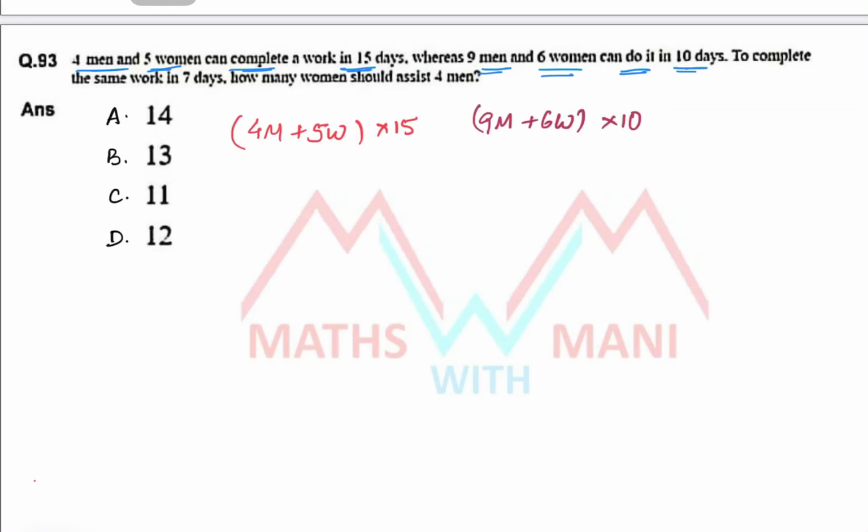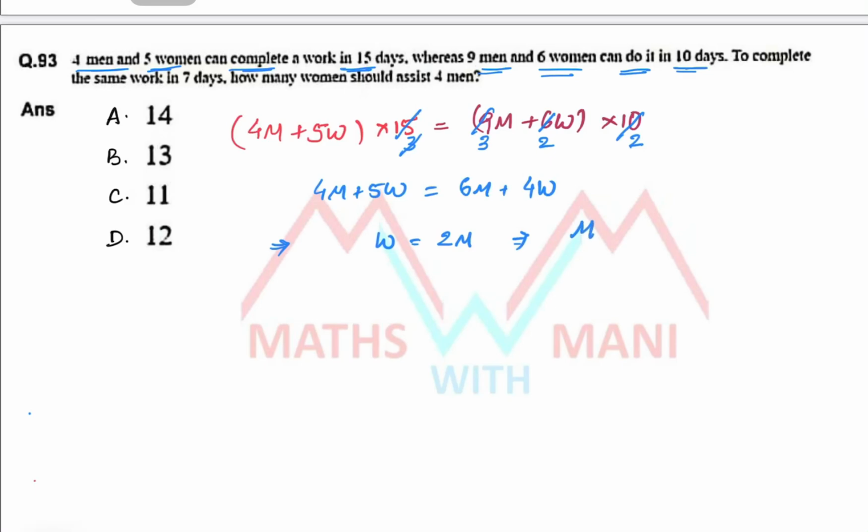Since both works are the same, definitely these two values are equal. Yes or no? Now tell me how to calculate this. 5 3s, 5 2s. Next, 3 3s, 3 2s. 3 take a common after calculation. So 4 men plus 5 women equals 2 into 3, 6 men plus 4 women. Why am I doing this? Because I have to find out the efficiencies of men and women. So 5 women minus 4 women equals 6m minus 4m, that is 2 men.